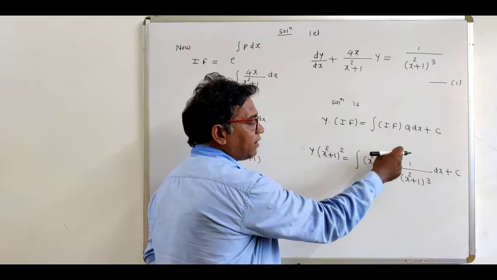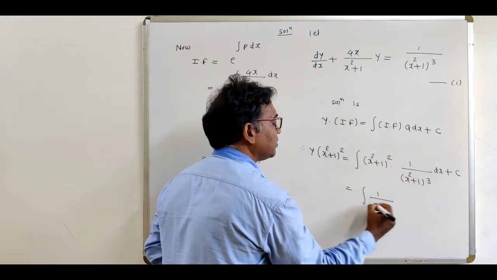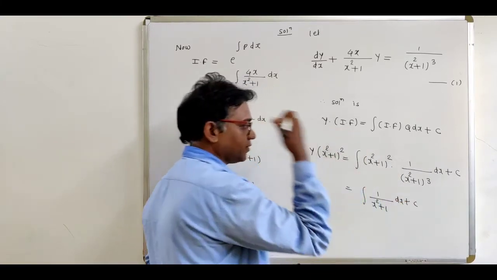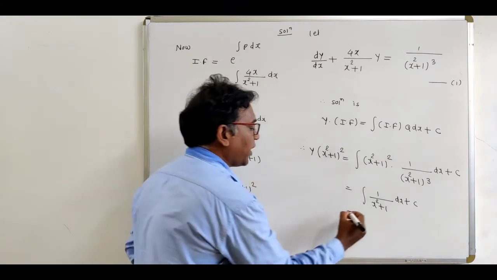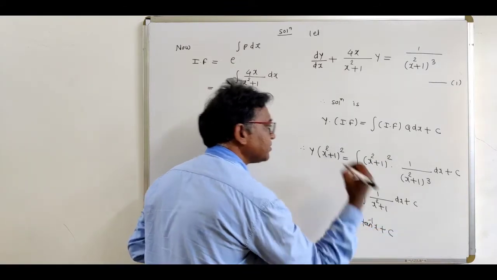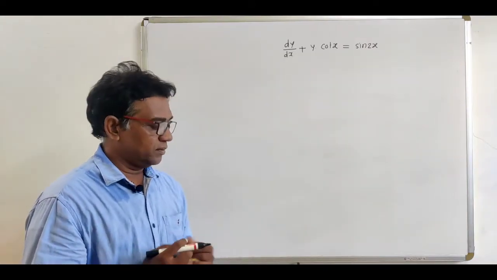So (x square plus 1) bracket square, and this is bracket cube. So cancel this bracket square. So this is 1 upon x square plus 1 dx plus c. So find out this integration. This is tan inverse x plus c. Now let us solve this second example.